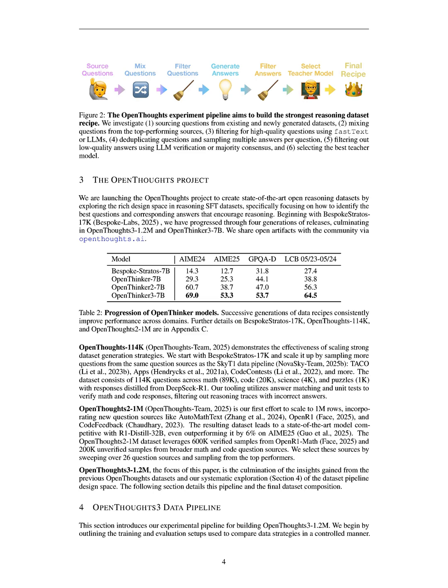The openthoughts data curation methodology significantly impacts model performance, as illustrated by the openthoughts 2:1M dataset in the math reasoning task. This dataset, which incorporates 600K verified samples from OpenR1 Math and 200K unverified samples, leads to a state-of-the-art model that outperforms the R1 Distill 32B model by 6% on the AIME 25 benchmark.